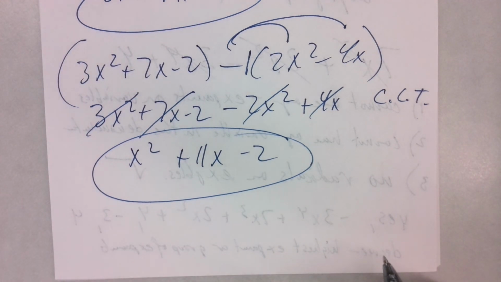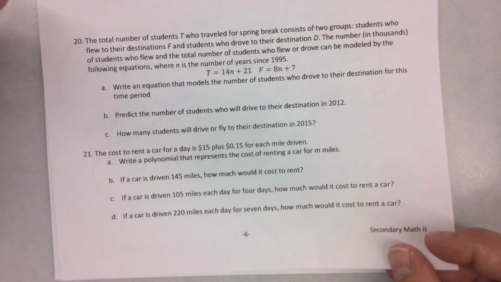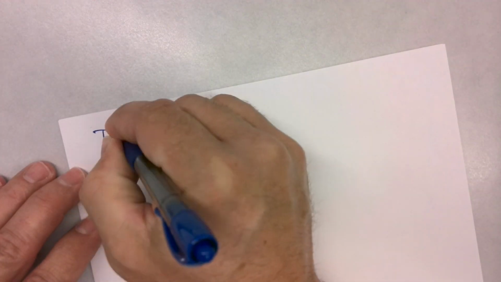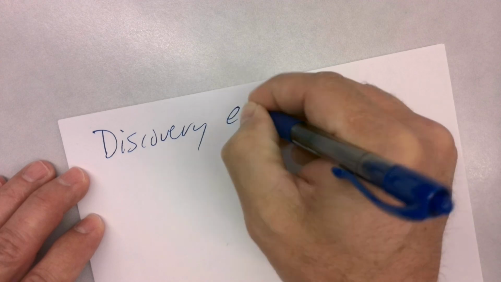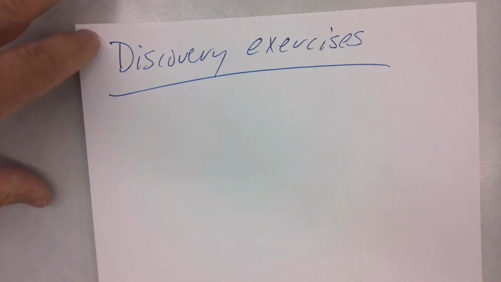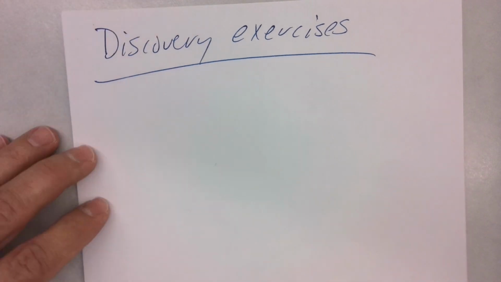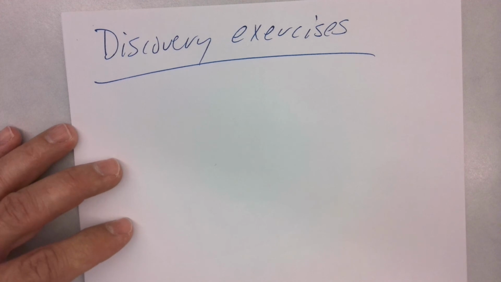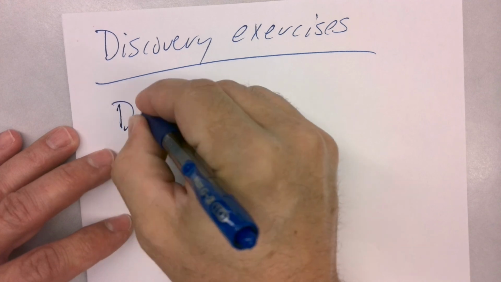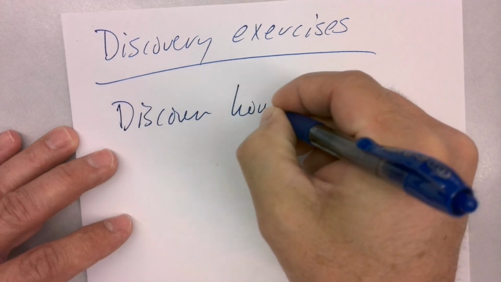Now, a couple of things I do want to address is, on this assignment, on the back side of 1.3, we have 19, 20, and 21. Okay? What these are referred to as discovery exercises. Discovery exercises. Anybody have any idea what I mean by that? No? Anybody want to take a stab at what it means? Yeah, so what I want you to do is I want you to see if you can discover how to do them.